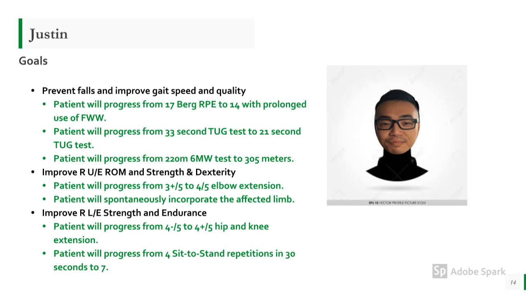Third, we want to improve Justin's right lower extremity strength and endurance. He has the same issues of weakness with his extensor muscles as his right upper extremity, so we will measure through the manual muscle test and tracking progressive exercise any increases in his ability. Additionally, sit-to-stand repetitions will be trained and tracked as a more specific gait-related measure. With a little bit of luck and some perseverance, we hope to see Justin's numbers and his measurable outcomes improve.